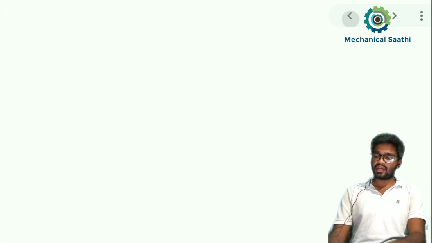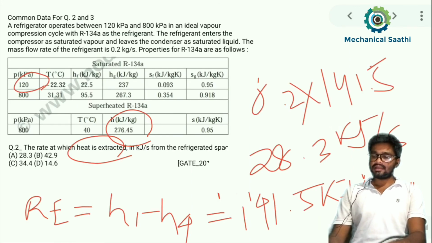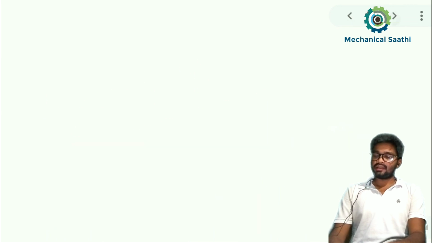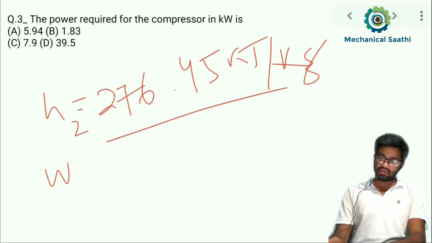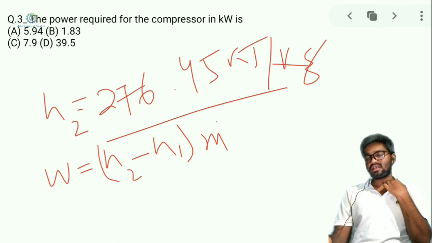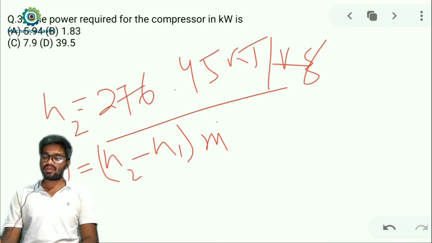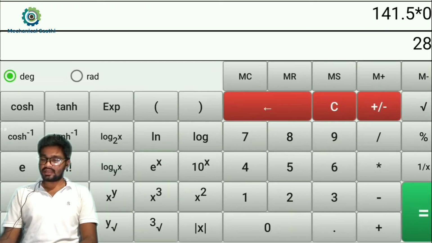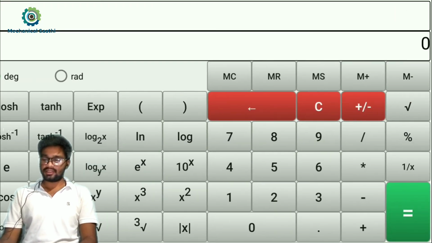So H2 value we have found out from this given data, and H1 we already calculated in the previous problem. Simply putting W equal to H2 minus H1, we can calculate the W, and for finding the power we have to multiply the mass flow rate which is given to us in the data. So simply putting all these values we can calculate the power required by the compressor. Let us move to the calculator and calculate that.